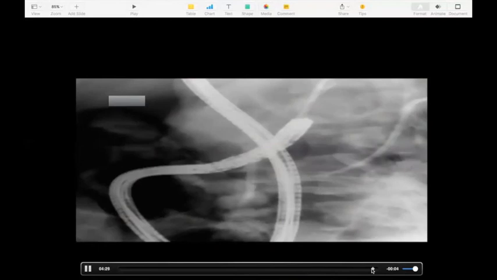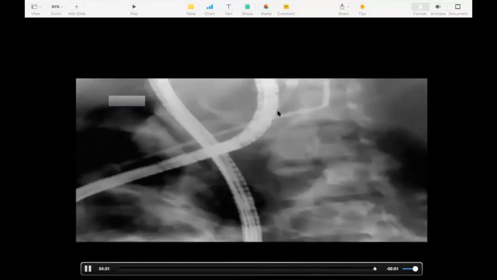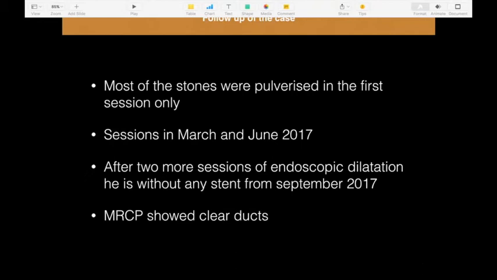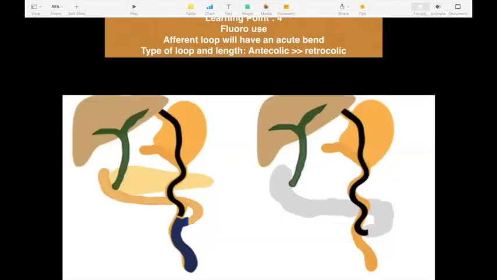It took around 3.5 hours for the first session, and most of the stones were then cleared, and at the end we placed 3-4 plastic stents inside. Later on he required 2 sessions, March and June, and after 2 sessions the duct was cleared. So he was advised surgery, and he was lost to follow up.